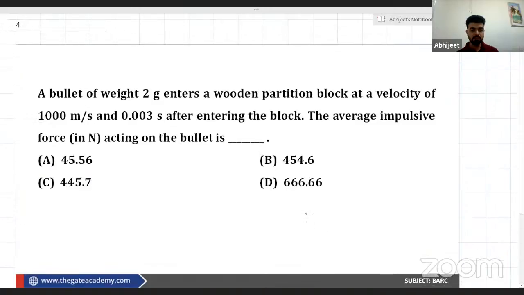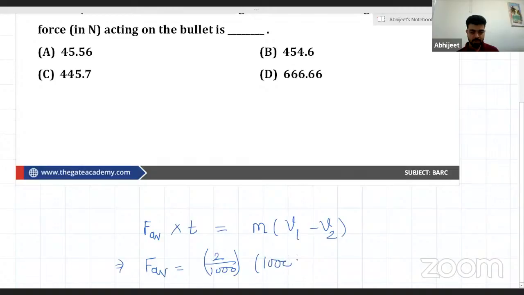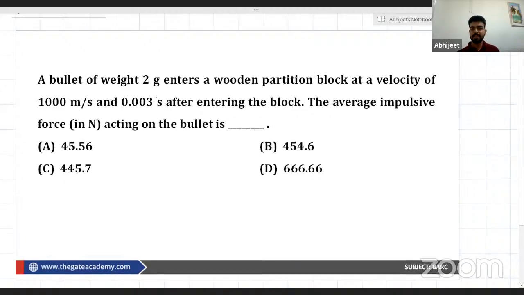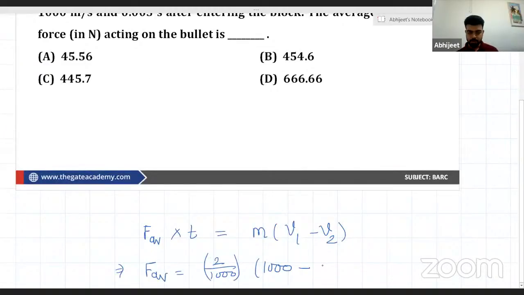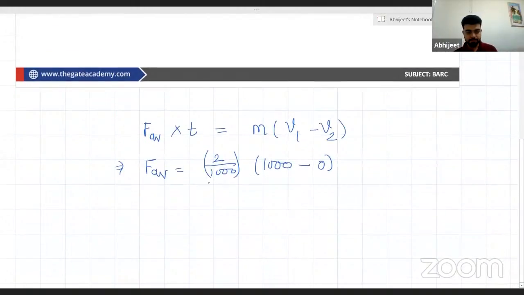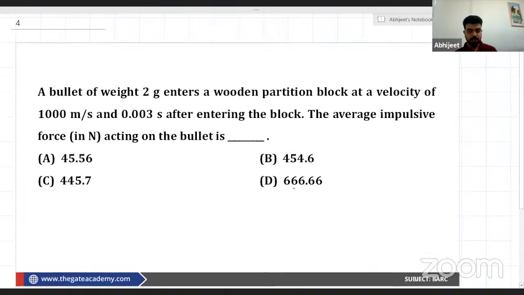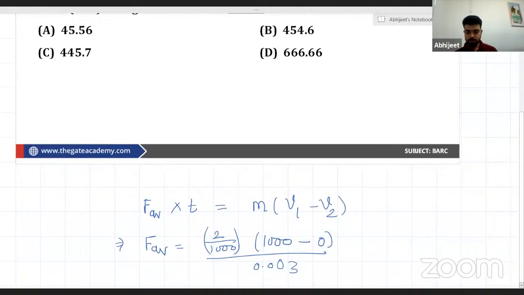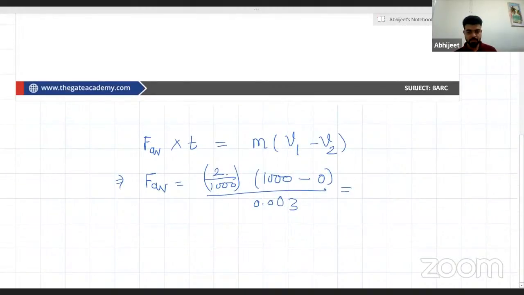Now V1 and V2. The bullet enters with initial velocity 1000, and after 0.003 second, the velocity becomes 0. We are finding the change in momentum of the bullet, and whatever the change in momentum has been done by the block, divided by its time, is called the average force. The time is 0.003 seconds. So 1000 gets cancelled out, and we get 2 by 0.003.